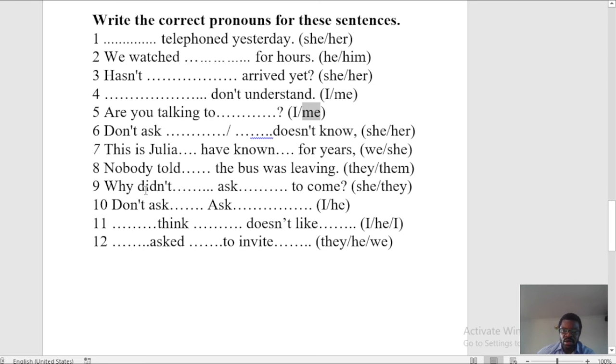No. Nobody told them the birth was living. Why didn't she ask them to come? See, them, that's what comes here. Not they. Ask they to come. Ask them to come.